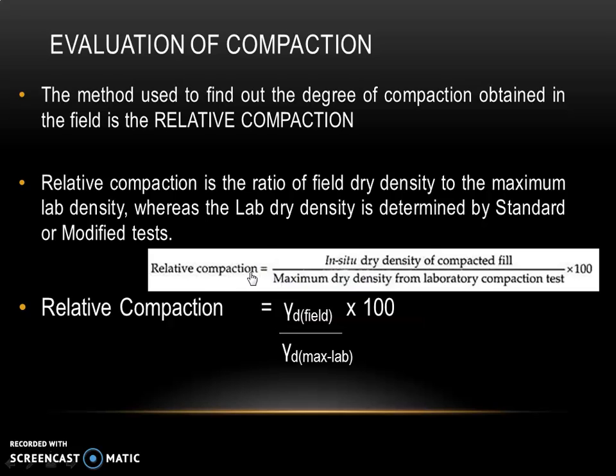Relative compaction can be written as in situ dry density of compacted fill divided by maximum dry density from laboratory compaction test multiplied by 100. So, relative compaction is equal to gamma D field divided by gamma D max lab multiplied by 100. If we want to write relative compaction in terms of density, it will be rho D field divided by rho D max obtained from lab test multiplied by 100.